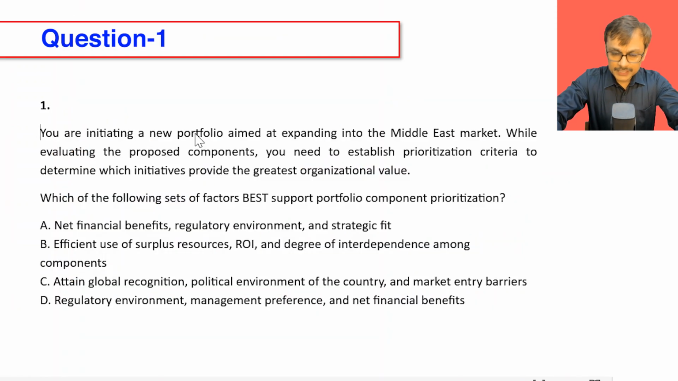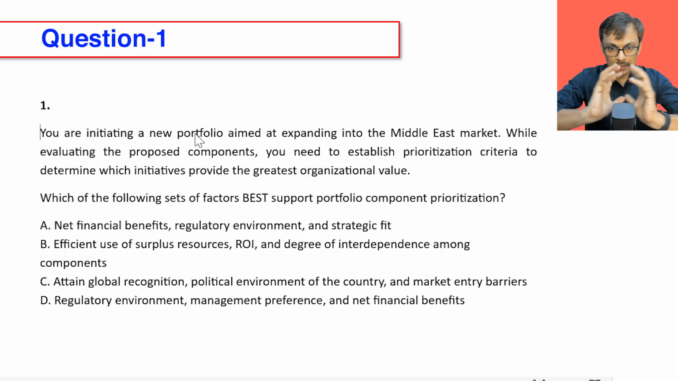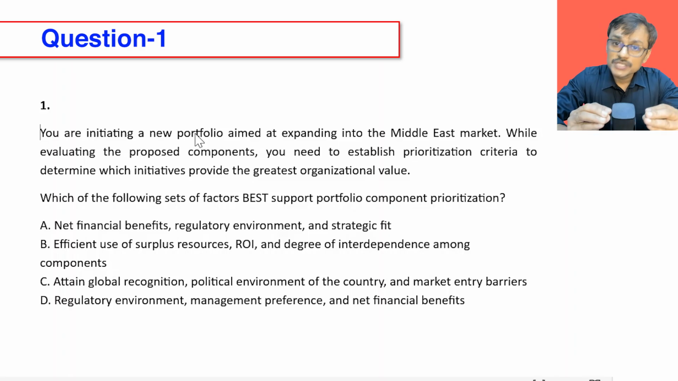Question number 1: you are initiating a new portfolio aimed at expanding into the Middle East market. While evaluating the proposed components, you need to establish prioritization criteria to determine which initiative provides the greatest organization value. Which of the following sets of factors best supports portfolio component prioritization? You can expect 2-3 such questions in your real PfMP exam, basically asking you how you prioritize various components in your portfolio. Now, I need to see the options and pick the one which looks better.